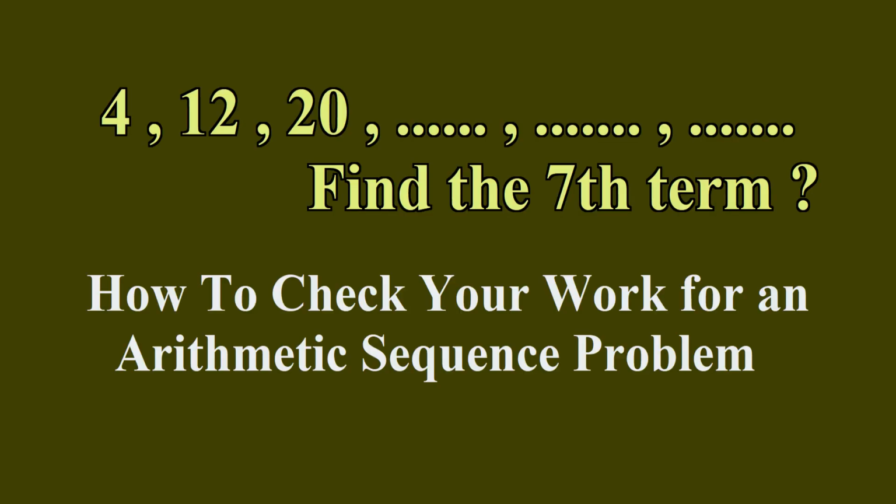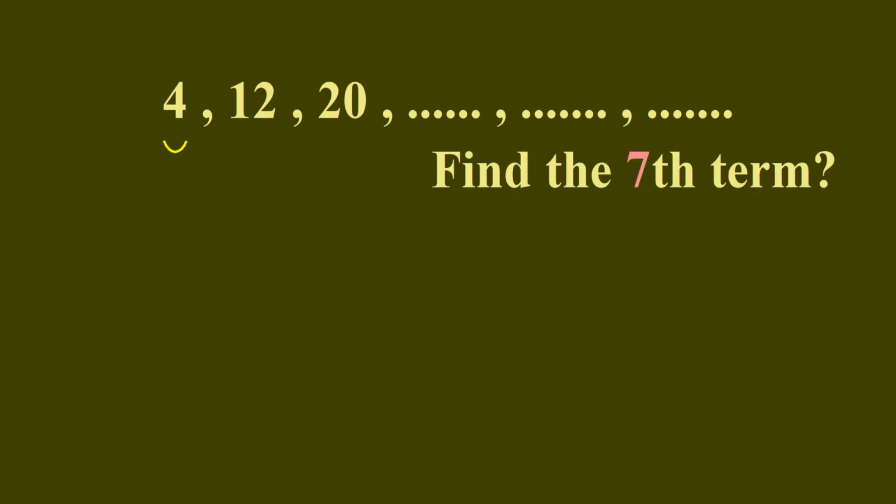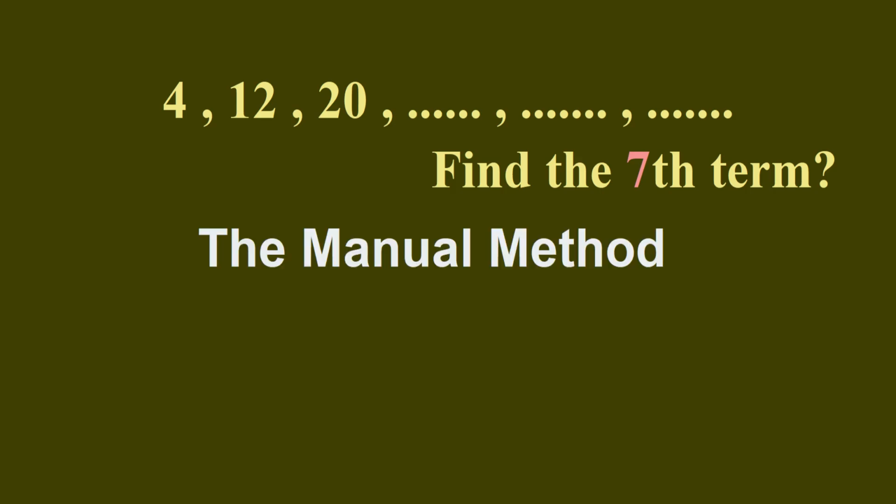In this episode we have the sequence 4, 12, 20 and our goal is to get the 7th term. Today I am showing you two methods to solve this problem. The first method is called the manual method. This method is perfect for short arithmetic sequences.